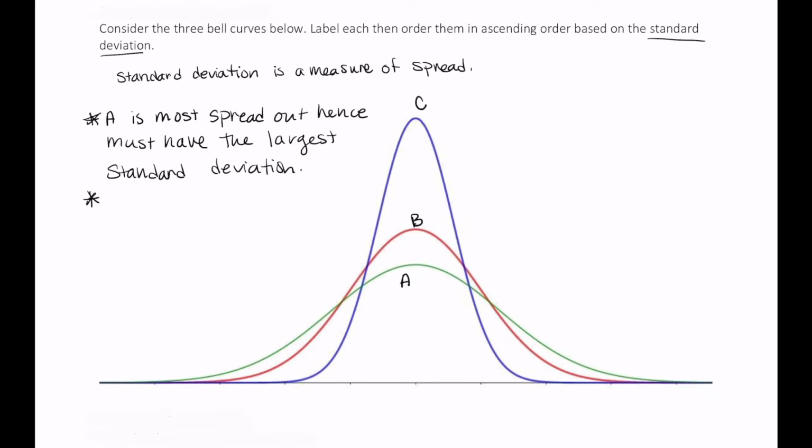Next, which one is the least spread out? Well, that's clearly C. C has been squished in from either side, and that basically made this peak go up here.